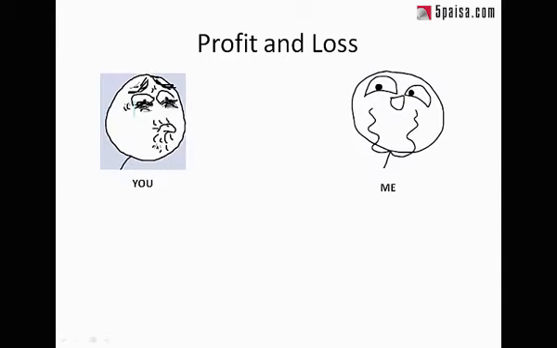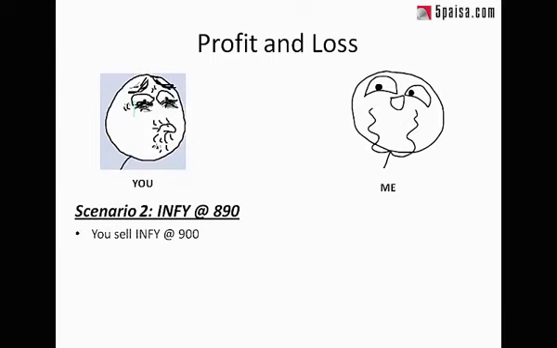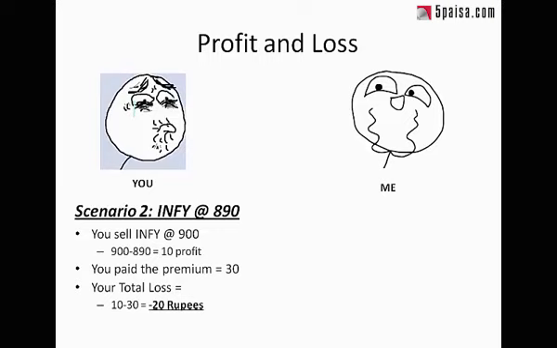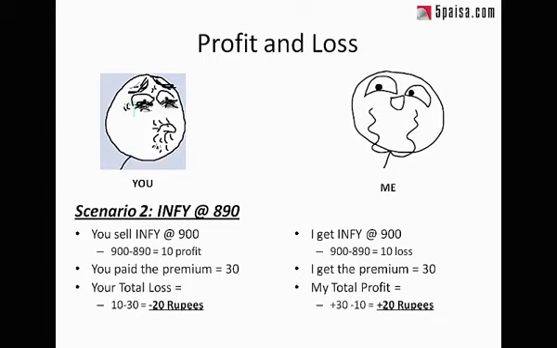Now let us look at a second scenario where Infi is at 890, slightly down. You sell Infi at 900 to me, so you actually make 10 rupees on that transaction. But you paid a premium upfront of 30 rupees, which means you totally lost 10 minus 30, which is 20 rupees. In my case, I get Infi at 900, which is 10 rupees loss. However, I got the premium of 30 from you, so my total profit happens to be 30 minus 10, which is 20 rupees.